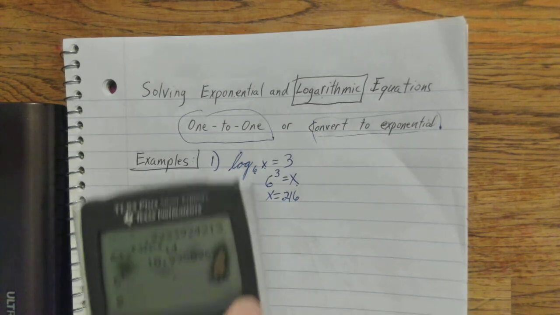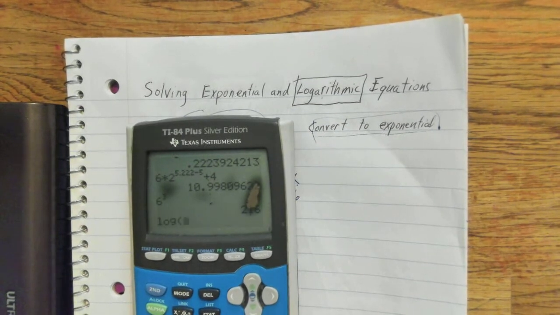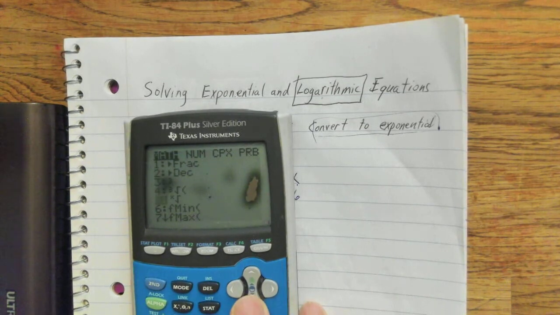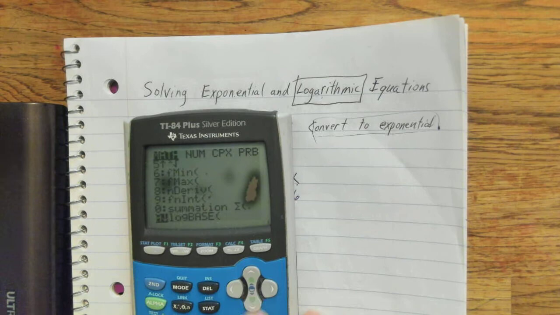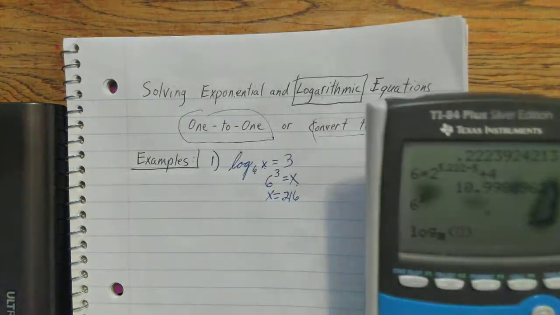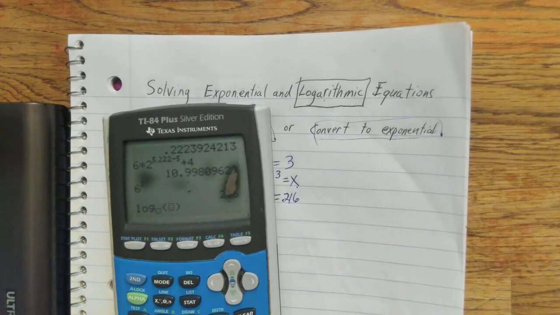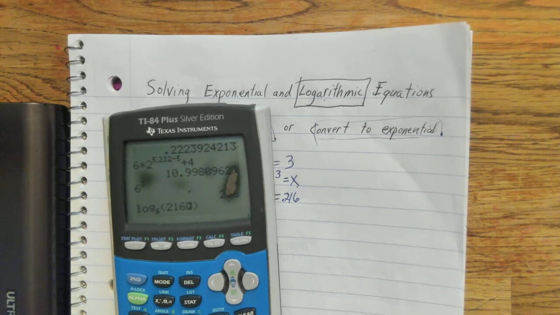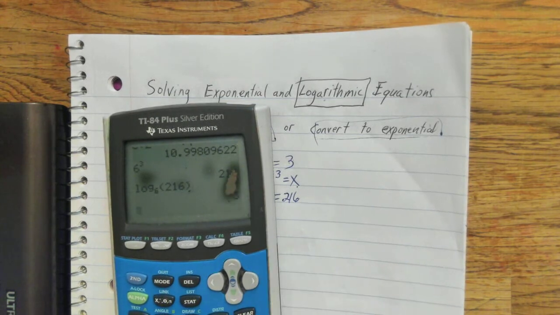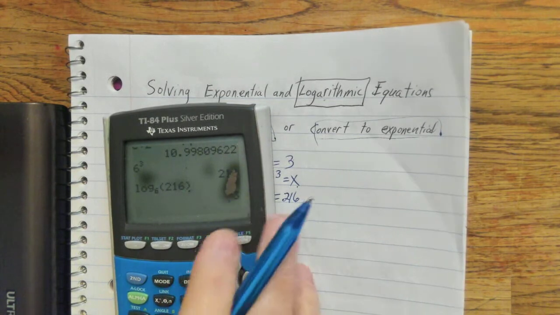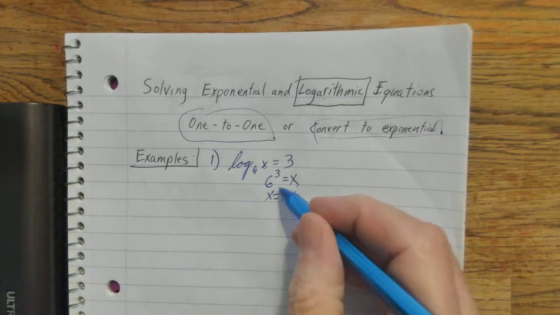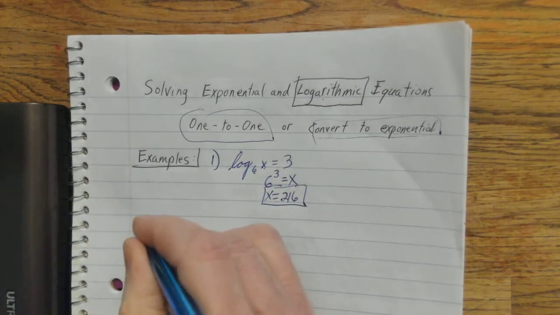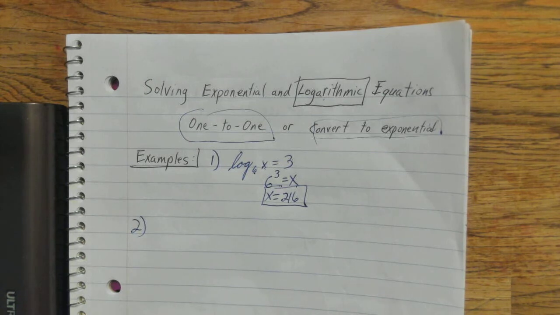And if you wanted to check, this is my log base calculators. Let's clear that. So let's hit math. Go down to log base. And let's take the log base 6 of 216. And lo and behold, that is 3. I know it's kind of in that dark spot, but that does say 3. So x is 216.